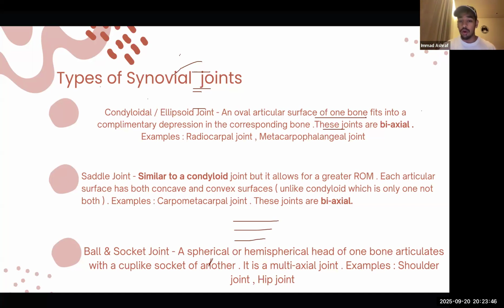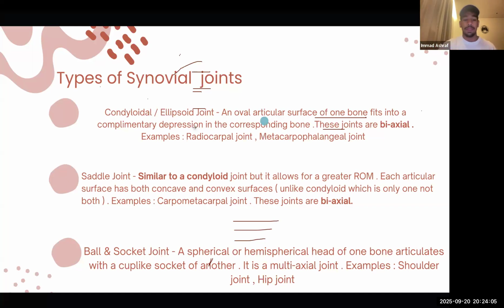And then your metacarpophalangeal joints, which are the joints between your phalanges, or your fingers, and the metacarpals. You can move your fingers this way. You can also do this. So two planes. So condyloidal or ellipsoid joints, 2 planes, and they're this way, right?